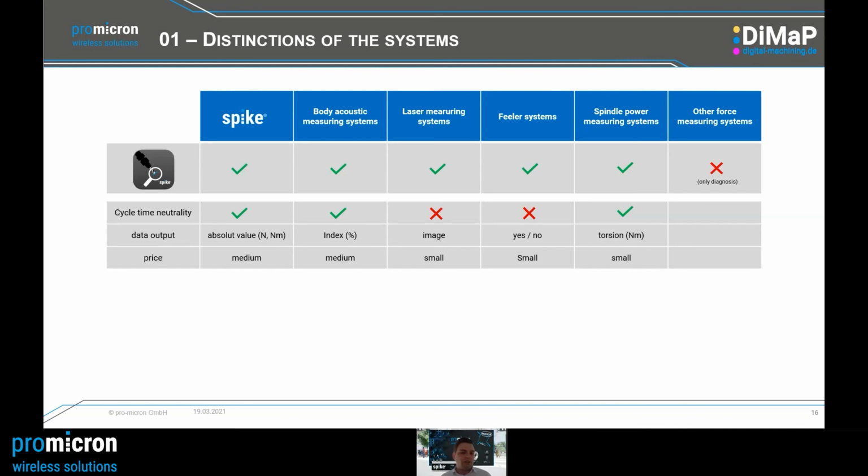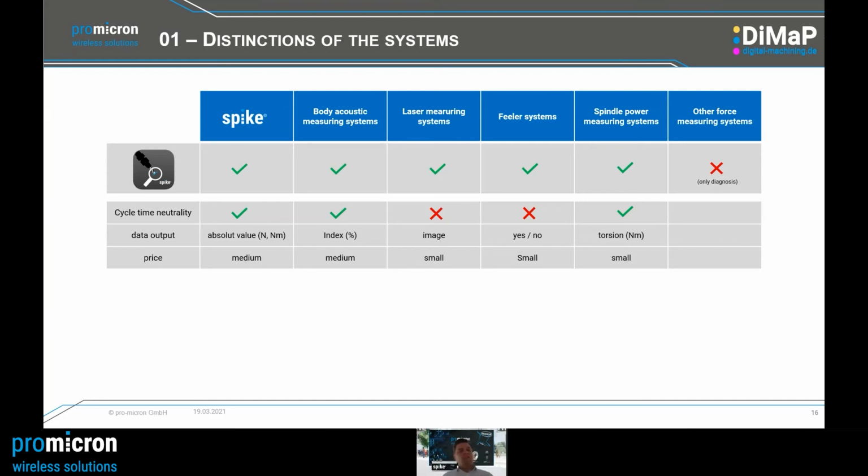So I lose productivity. And even with the big tools it is perfect, with the feeler, for example, but also here there are limits on the small forces. A laser cannot measure everything. That's why we see a huge benefit in the Spike system, in acoustic measuring systems, or even in the spindle load system to detect the problem.